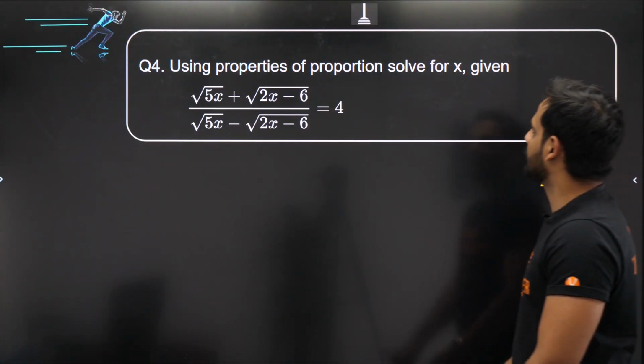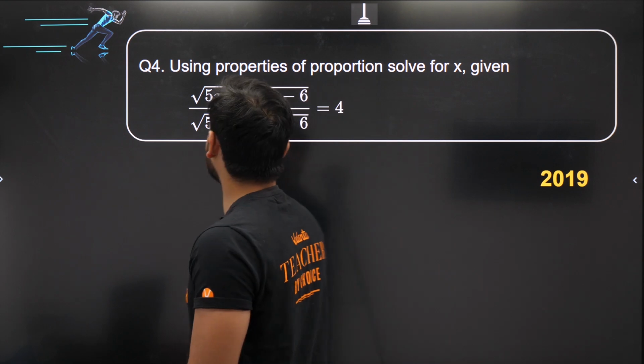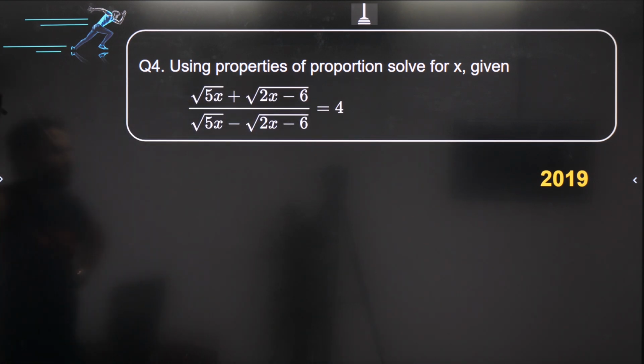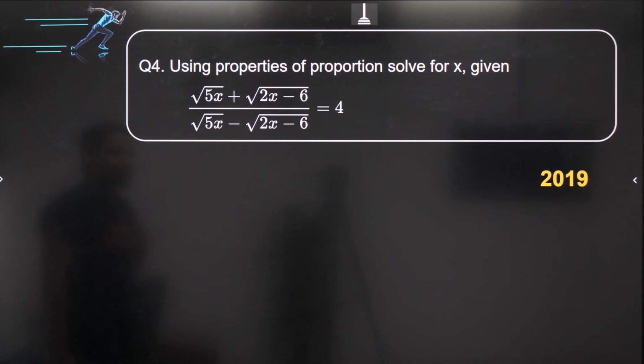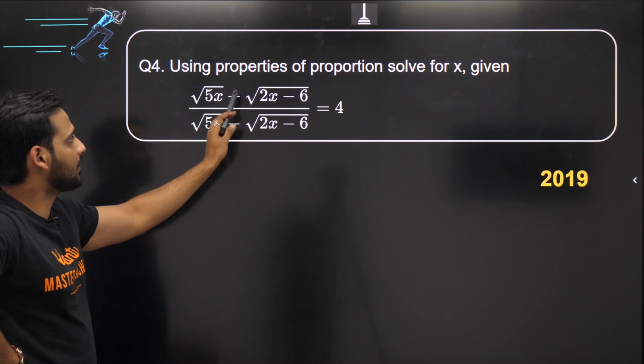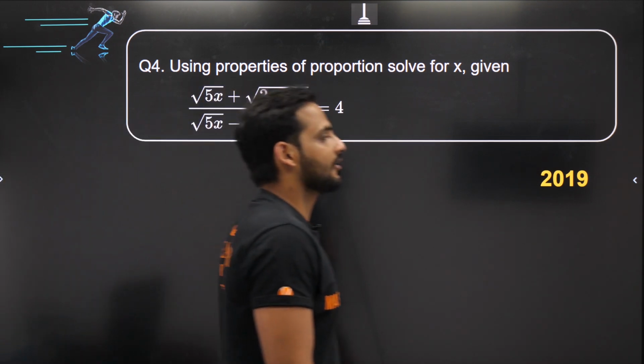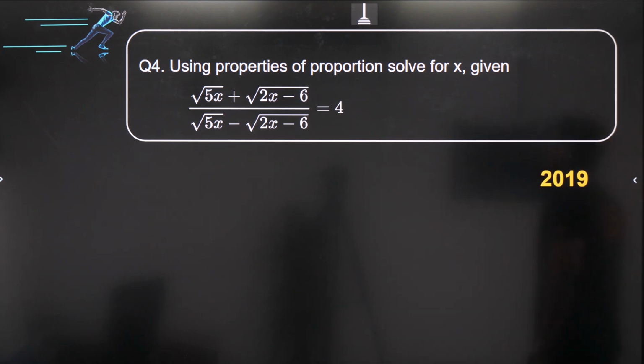Using properties of proportion, solve for x. Given this part: 5x plus 2 under root of 2x minus 6, divided by root of 5x minus root of 2x minus 6, is equal to 4. So beta, as you can see, something plus something divided by something minus something. In this case, if you have to follow some property of proportion, apply the Componendo and Dividendo rule.